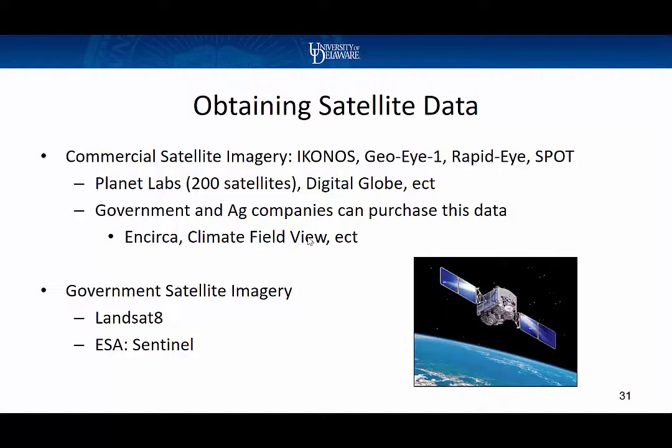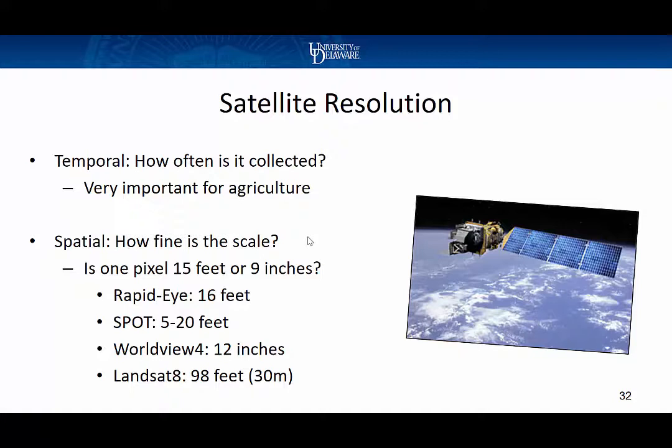And if you get satellite imagery from some company, often it's being sold to them by one of these satellite companies. And then we have government and ag companies can purchase the data from them. So perhaps when you're getting something from Instructor or Climate Field View, they're getting it from these companies themselves. And then you can get free government, Landsat 8 or ESA Sentinel, that's a European agency. You can get free data. You'll see it's not always what you were looking for.